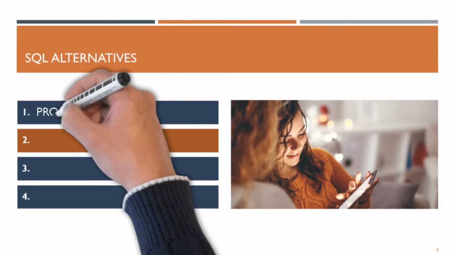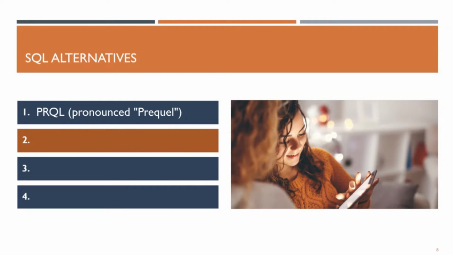So the first one is PRQL, pronounced Prequel. This stands for Pipelined Relational Query Language. This language's data querying system is made up of a series of tiny instructions. When all the instructions are combined, you'll obtain results that only contain the information that you need.